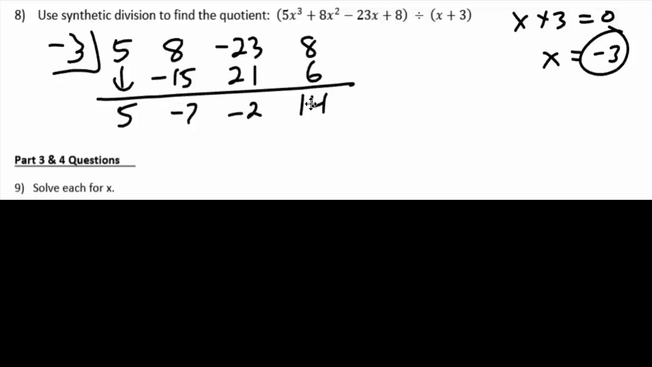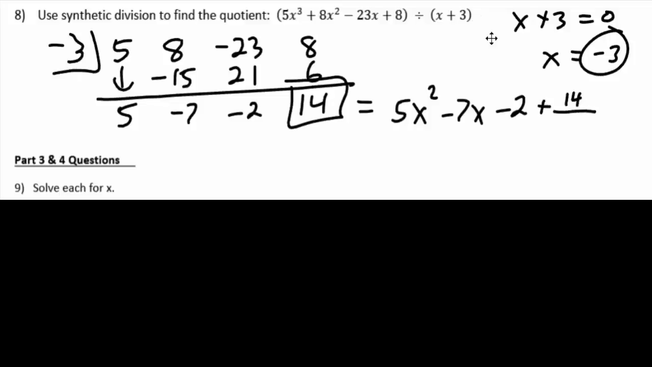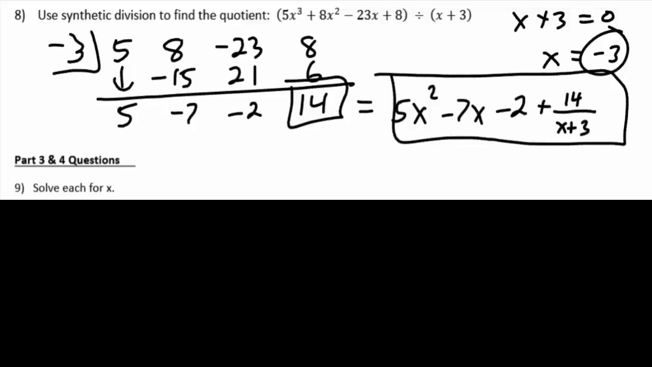Is that what I got? That's what I got. Okay, so there we go. Now, we started with a third degree. Now we're on second degree. This is 5x squared. So your answer is 5x squared minus 7x minus 2. And then this is your remainder. It didn't come out to be 0. That means you have a remainder: plus 14 over whatever you were dividing by, which was x plus 3. So this is how you would write your final answer with a remainder.